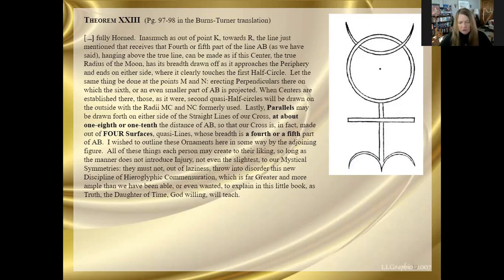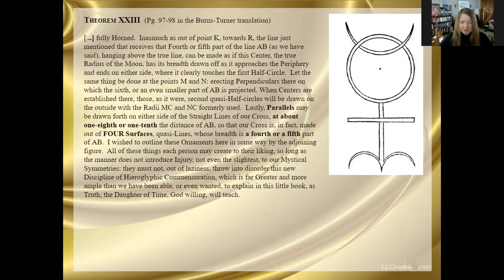So that our cross is, in fact, made out of four substances, four surfaces, pardon me. Although it's also, the cross has been made out of four substances. We know it's a cross of the elements. Anyway, quasi-lines whose breadth is a fourth or a fifth part of AB. I wish to outline these ornaments here in some way by the adjoining figure. All of these things each person may create to their liking, so long as the manner does not introduce injury or even the slightest to our mystical symmetries.